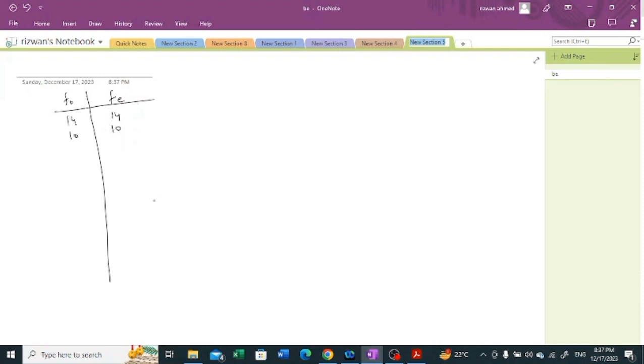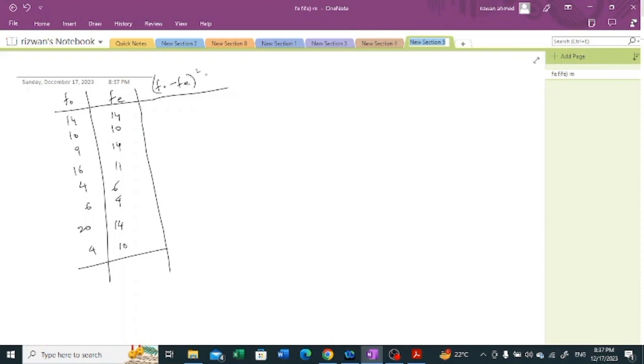Then we have 9 with 14, 16 with 11, 4 with 6, 6 with 4, 20 with 14, and 4 with 10. And now we need to take the difference, raise it to square, and divide it by Fe so that we can compute chi-square value.